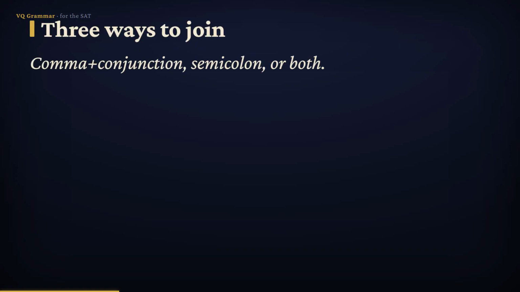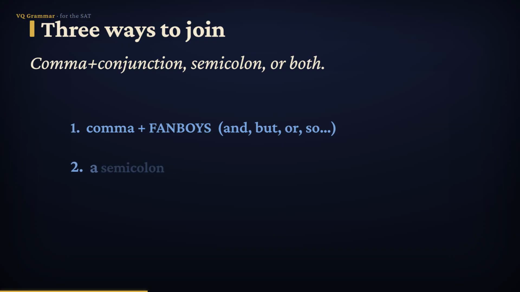There are three ways to join the clauses of a compound sentence. 1. A comma plus a coordinating conjunction, one of the FANBOYS: and, but, or, so. Theo can't hear his alarm, comma, and his dog wakes him. 2. A semicolon all by itself. Theo can't hear his alarm, semicolon, his dog wakes him.